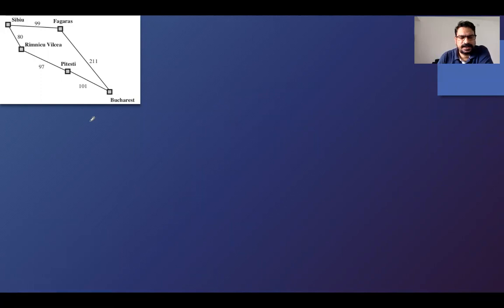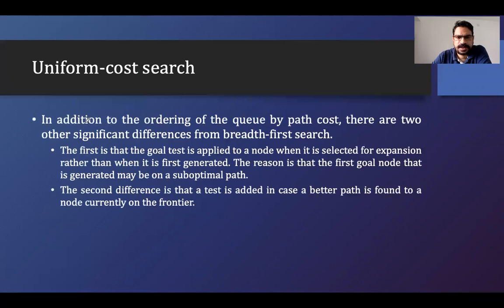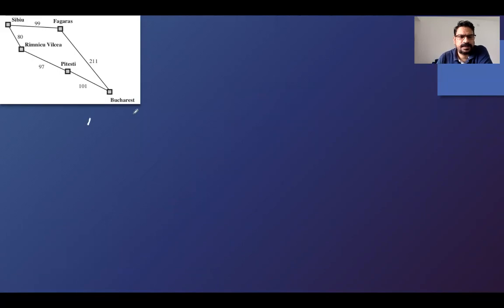So first we'll apply the breadth first search. Now what is breadth first search? Breadth first search will find the solution if the solution is in a shallow node or at a shallow level. The initial state is Sibiu and the goal is Bucharest. Okay. And intermediately we have some states, and these are the path costs.